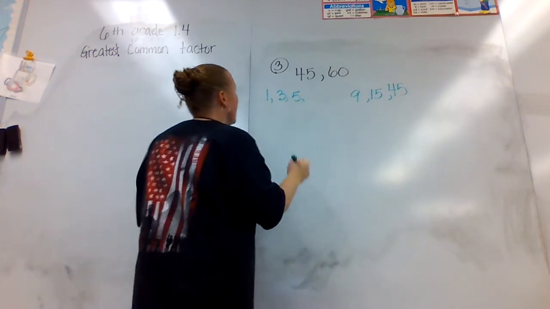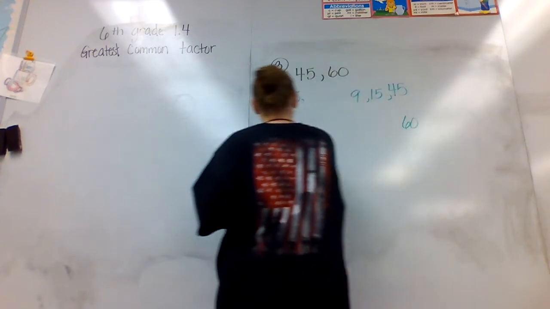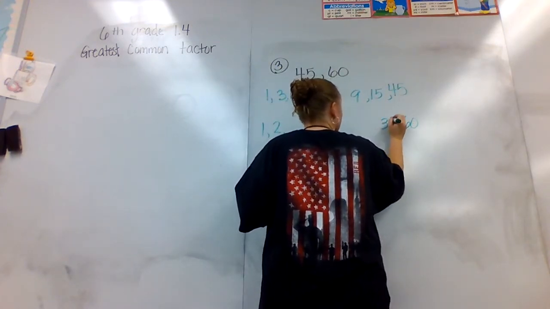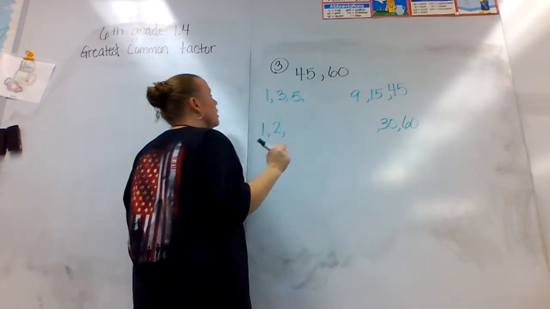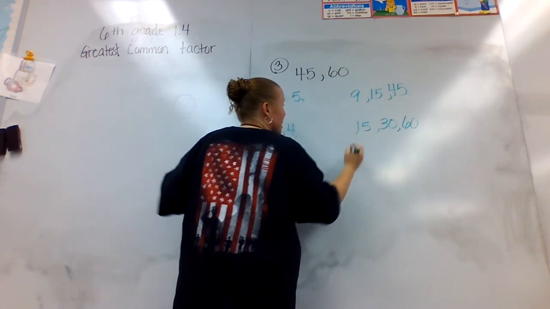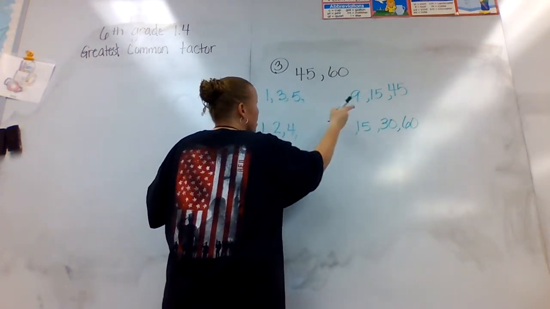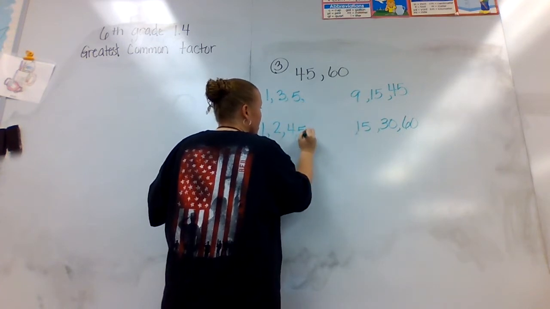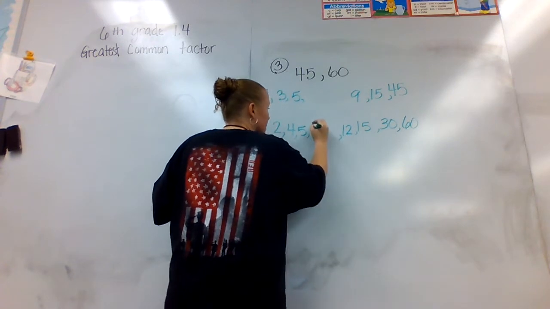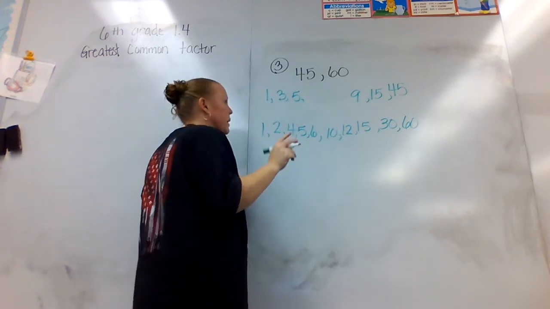Okay? So now we're going to make 60. 1 and 60. 2 and 30. 4 times 15. And sometimes you're going to have to use a multiplication chart to do these. It's a little bit tough sometimes, okay? 5. And it's going to go in 12 times. 6 and 10. Okay? 7, 8, 9, not going to go in, okay?